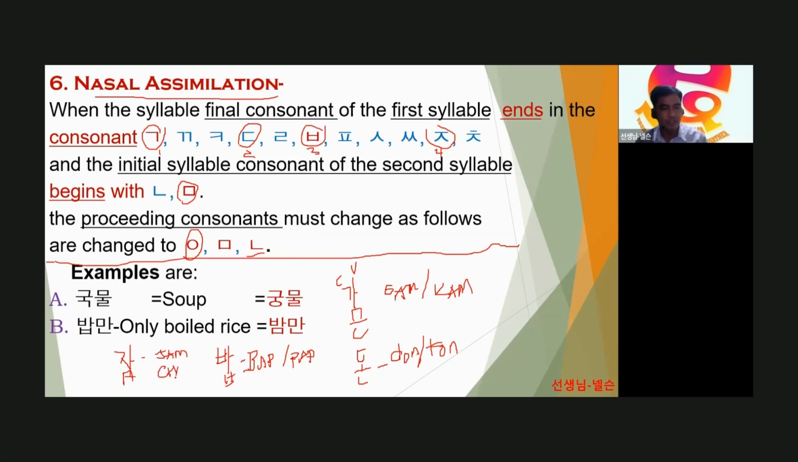Okay. Sa first syllable lang. Okay, take note only in the first syllable. Okay? So pwede siyang i-pronounce na gam or cam. Dito, don or ton. Dito is bap or pap. Dito, jam or cham. Okay, sa first syllable lang. So sa second, mamamalagi na yung giyok, okay, ga, then digot, da, then biyop, ba, and jut, ja.